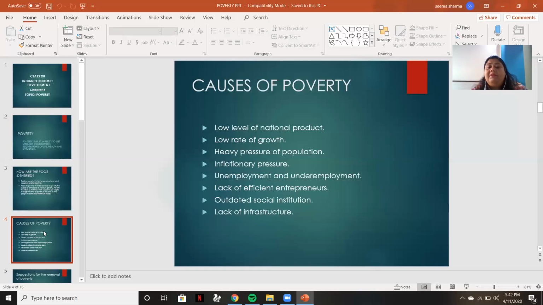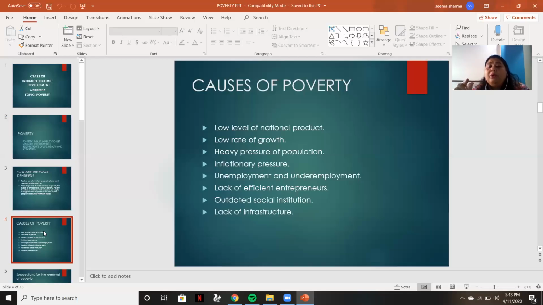Next is heavy pressure of population. We have a small cake and we have many people to eat. What will happen? Every person is going to get a very small piece of cake. This is about the relation between growth and population. Growth is, you can say, a cake, and population is the number of people among whom it has to be divided. So, bigger is growth, less is population, big piece. Smaller is growth and more population, small piece.